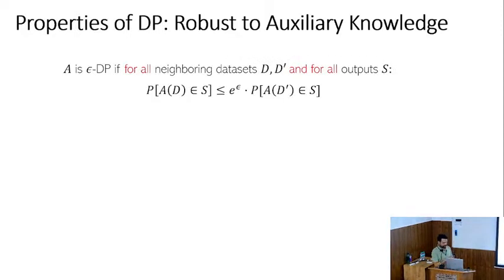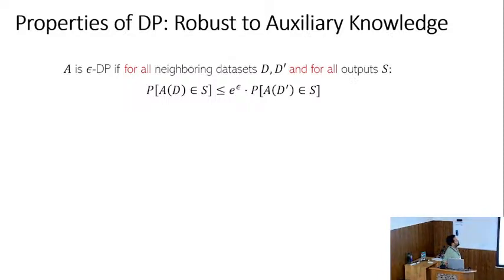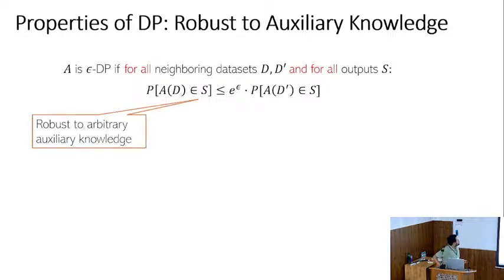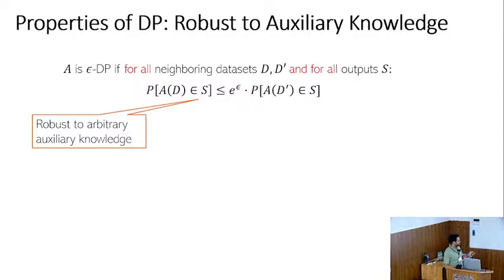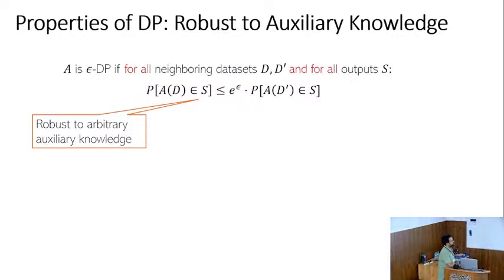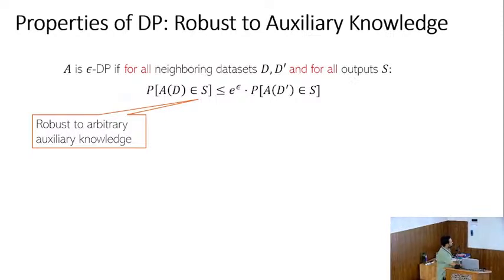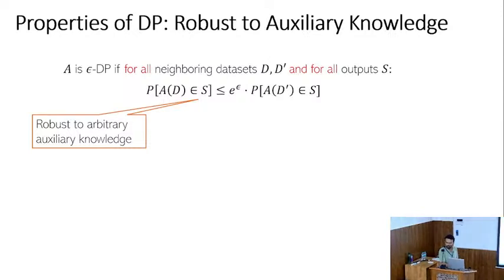Now we'll go to some properties of differential privacy. We said that differential privacy has some requirements it needs to satisfy: it needs to be robust to auxiliary knowledge. Why is this robust to auxiliary knowledge? Because this definition holds for all pairs of datasets D and D' and all outputs S. No matter what the adversary knows, that doesn't feature here. So whatever the adversary knows, if your mechanism satisfies this equation, you can safely say that the mechanism is robust to adversarial knowledge.